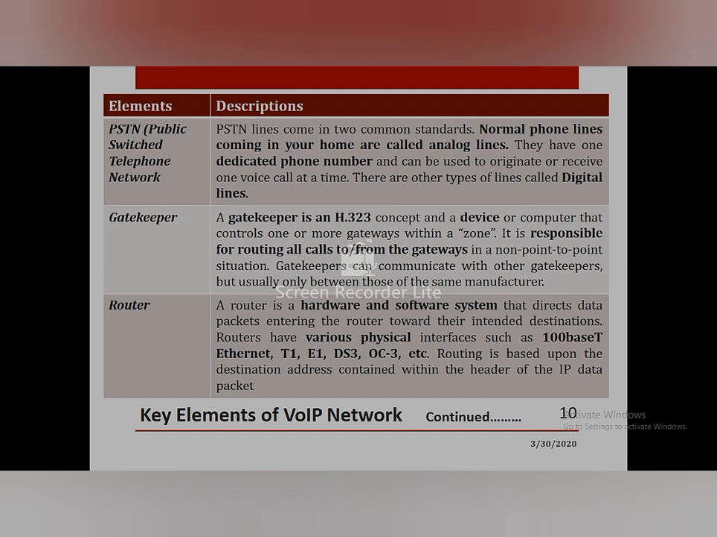And some other elements in a VoIP network, that means PSTN, the Public Switched Telephone Network. The PSTN has two common standards. One is for the normal telephone line and another is for digital lines. The telephone we use in our home is an analog telephone line, and another type of telephone line that has a wire is called the digital telephone line.